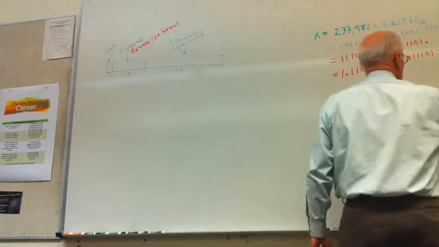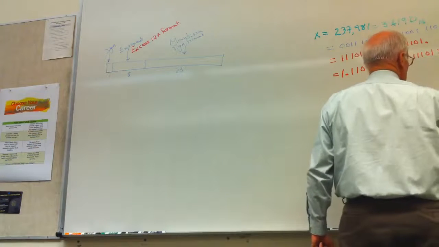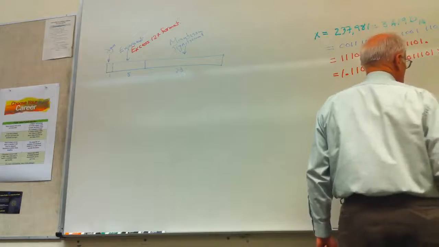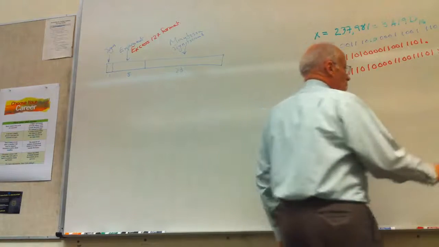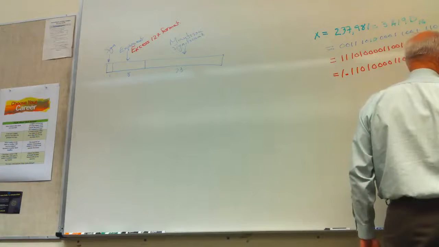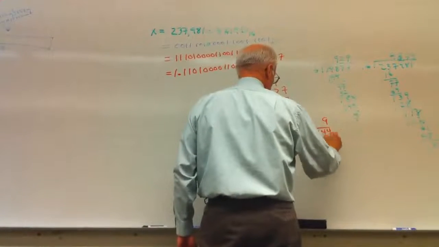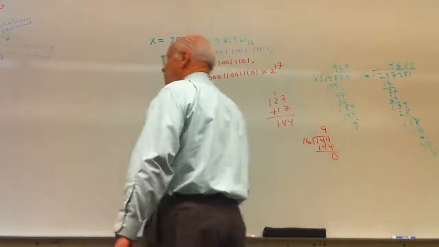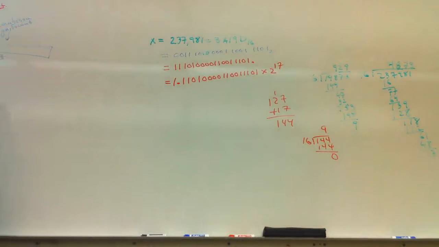Okay, so if we look at 127 plus 17, well, 144 in hexadecimal is 90. So what I'm going to store here is 90. And I started with a positive number, so I'll put a 0 there. Now the thing is stored down here in these 23 bits.